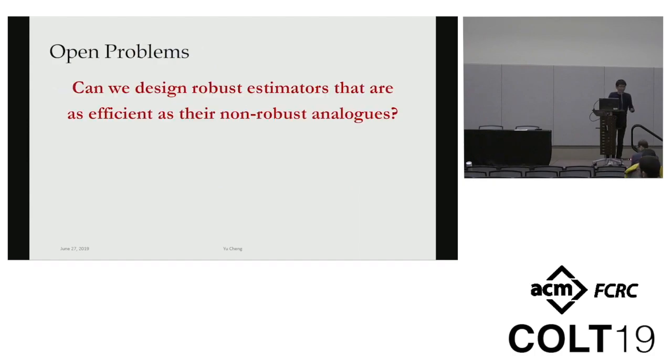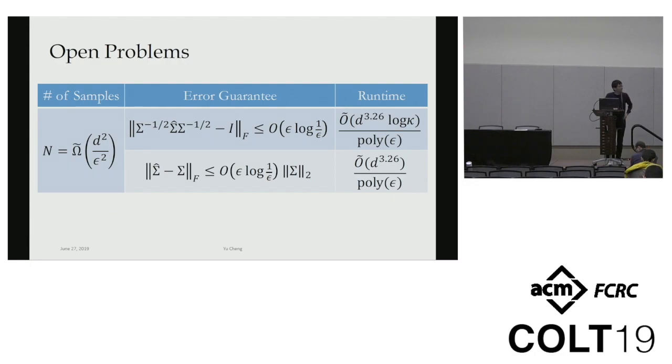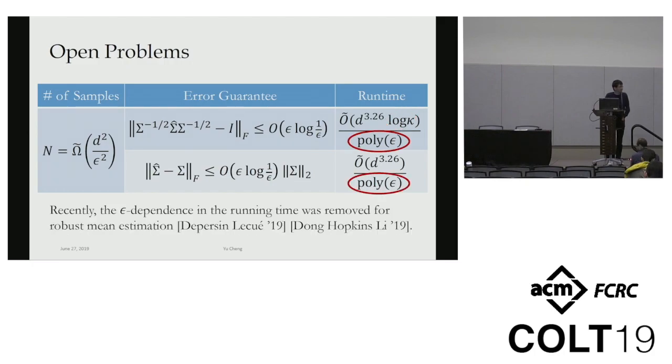Okay, and finally, open problems. I think at the higher level, the most important open problems are still to answer this question for a larger family of problems. The mean and covariance estimation are resolved, but there are many problems that are still open. And in terms of immediate technical questions, you could ask to remove the dependency on the condition number, or epsilon, in the running time of our algorithm. And I want to say that very recently, there are two papers that remove this epsilon dependency for robust mean estimation, and we believe the same algorithmic technique would apply to covariance estimation as well. All right, and that's it. Thanks.